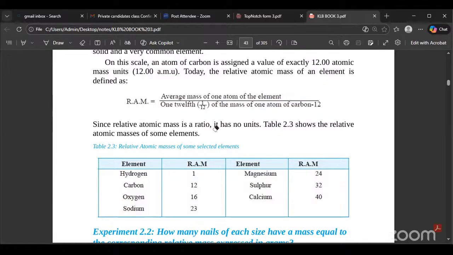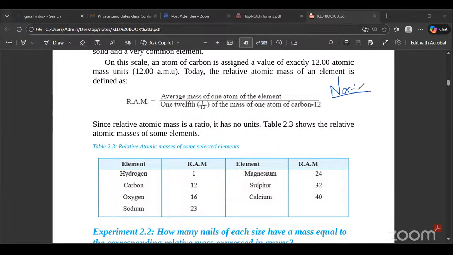Now, when you talk about your carbon, let me write so that it becomes easy. Let us use an example. We normally use sodium because it is very common. So you have sodium over, so mass of sodium now is equal to 23.